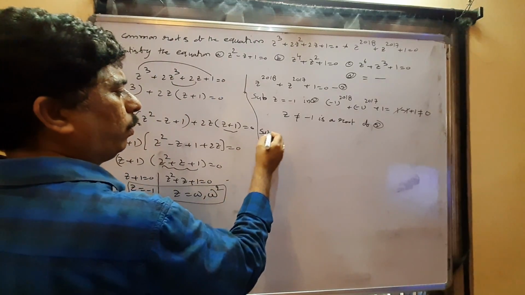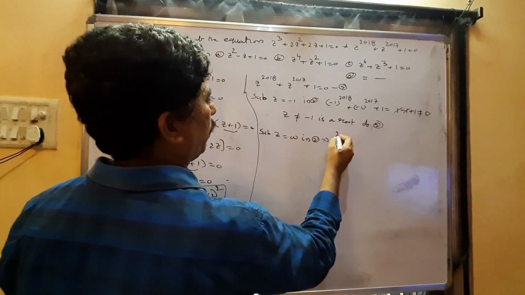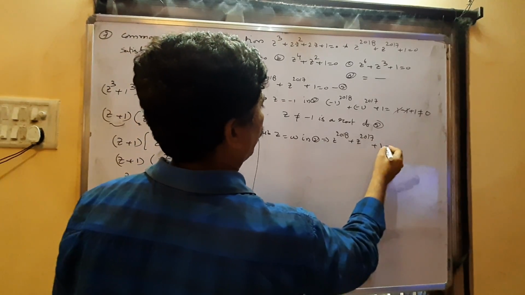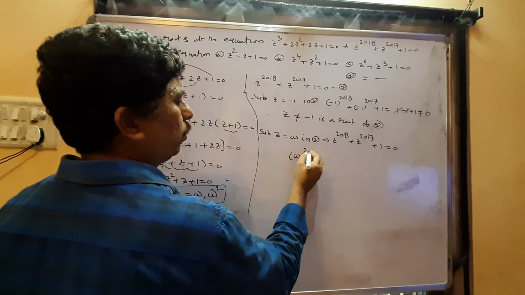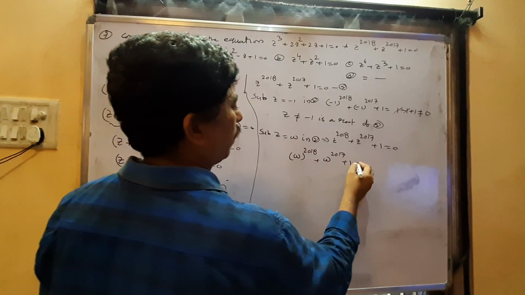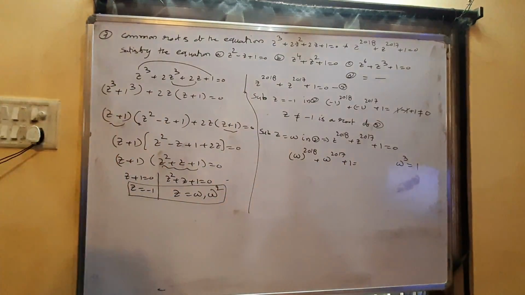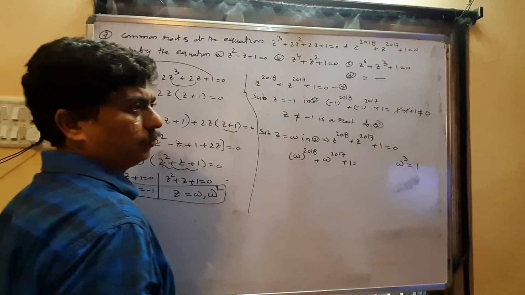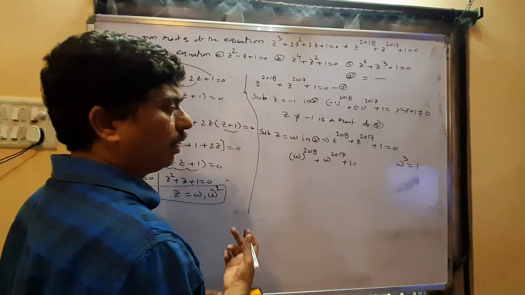Now substitute z = omega into z^2018 + z^2017 + 1 = 0. Does it satisfy or not? How to check it: omega^2018 + omega^2017 + 1. We know that omega cube is 1, so we check whether 2018 is divisible by 3 or not.